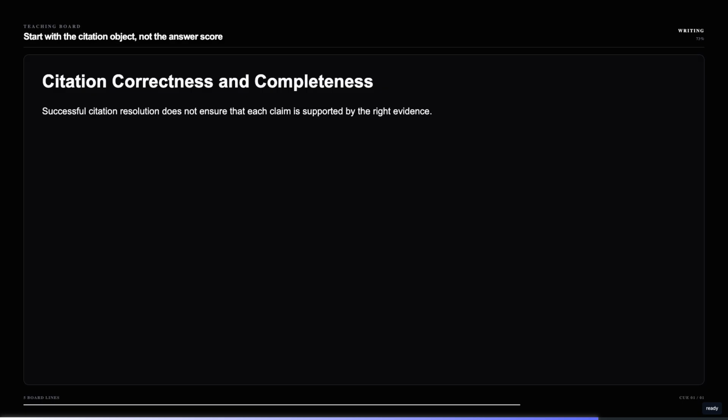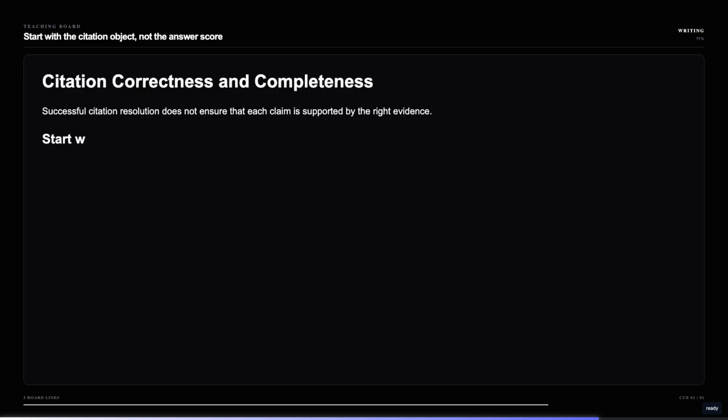This section focuses on whether citations are correct and complete. A neighborhood comparison can resolve all 3 citations and still be unsafe. One source may describe the wrong neighborhood, another may use a different year, and none may address flood risk. Evaluation must inspect the relationship between each individual claim and its evidence rather than simply count citation markers.